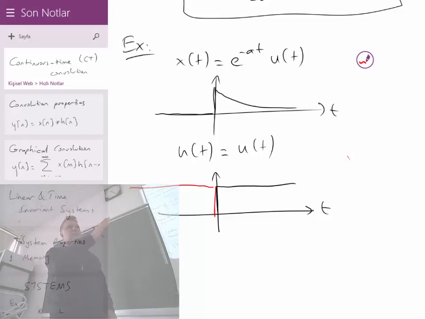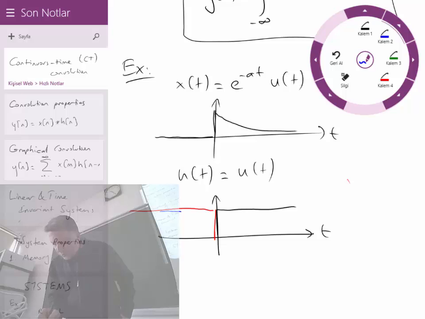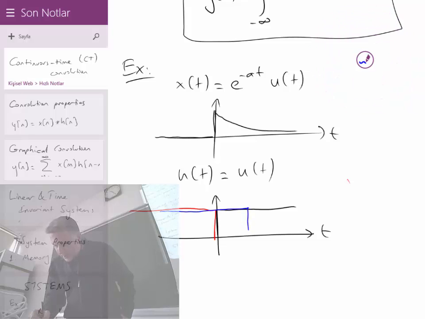If I go to the right, there will be overlap. If I go to the left, there will be no overlap. So for the positive times, I will have some overlaps. Let's go to the right by an amount of t prime. Okay, let's go to the right. Then what will be the overlap? The overlap will be here in this range at the same t prime.